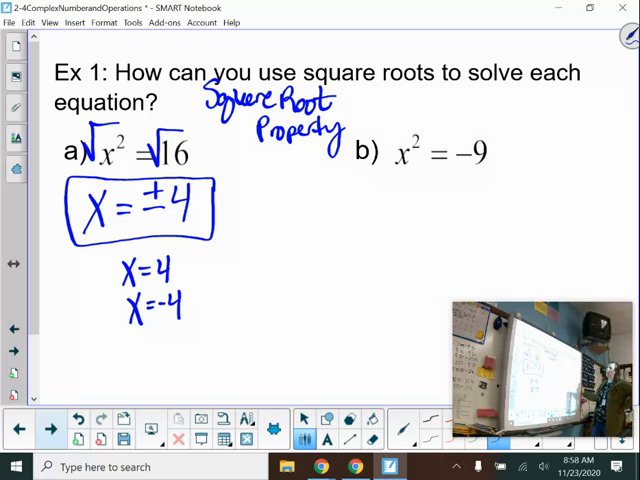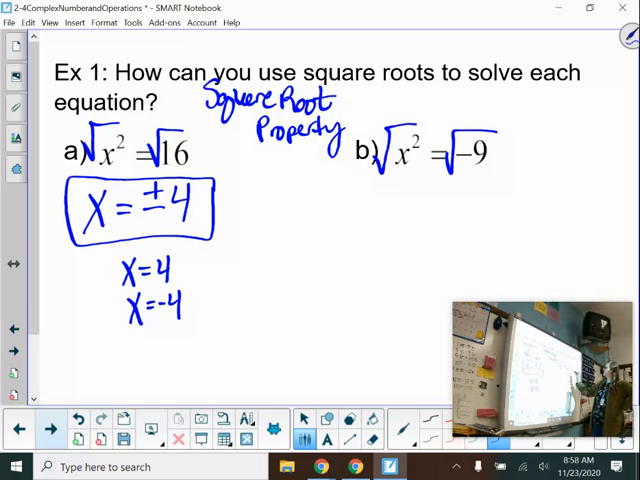Over here for part B, same kind of question. We have x squared is equal to negative 9. By the way, you can use the square root property anytime your b term is equal to 0. If b is not equal to 0, in 2-5 we'll look at how to deal with that to still use the square root property to solve.